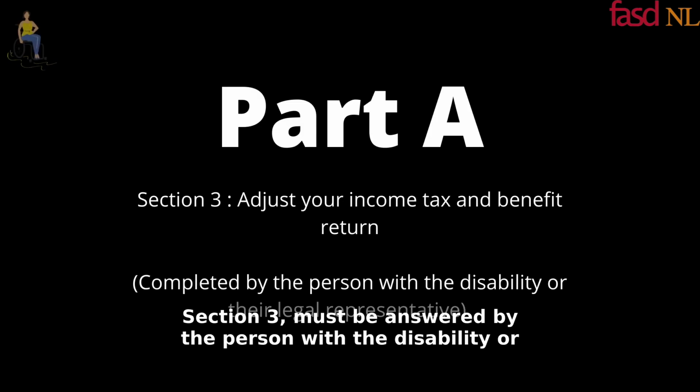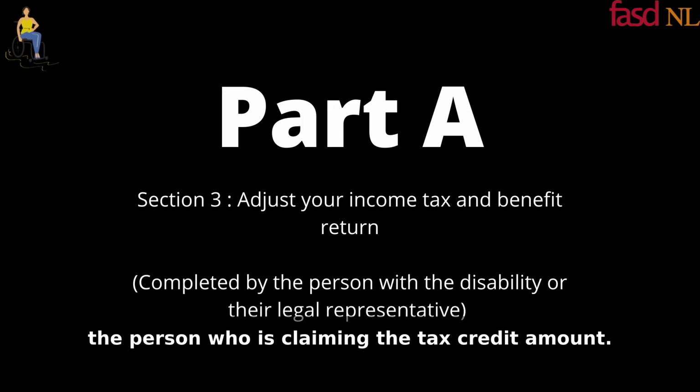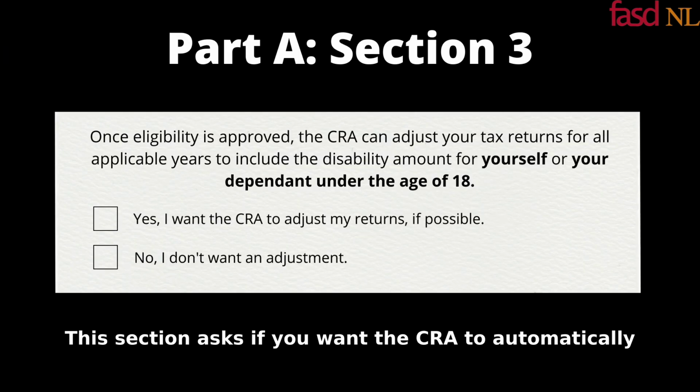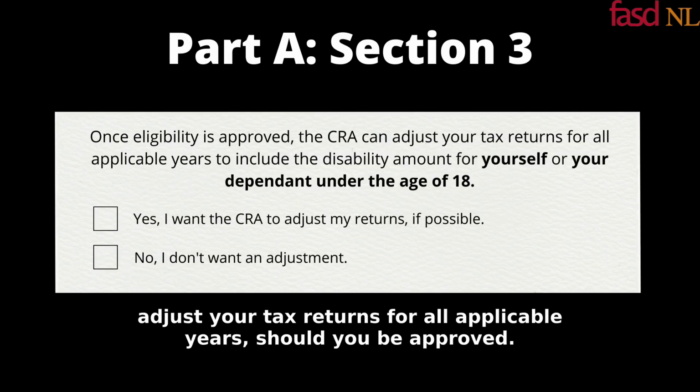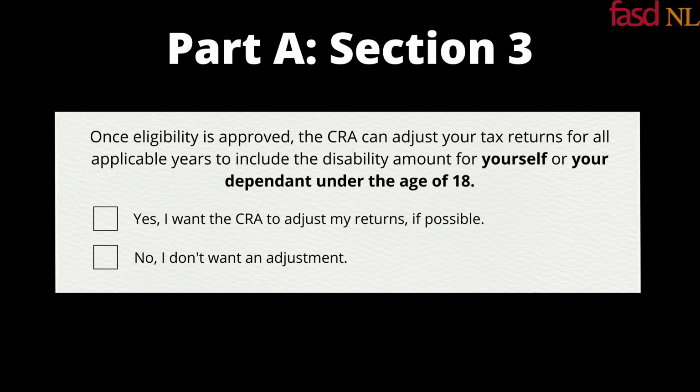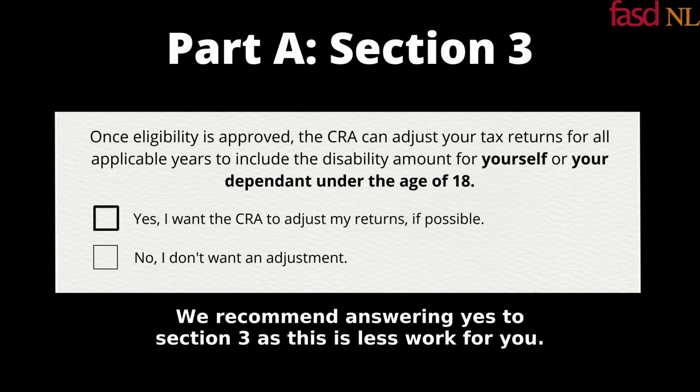Section 3 must be answered by the person with the disability or the person who is claiming the tax credit amount. This section asks if you want the CRA to automatically adjust your tax returns for all applicable years, should you be approved. We recommend answering yes to Section 3, as this is less work for you.